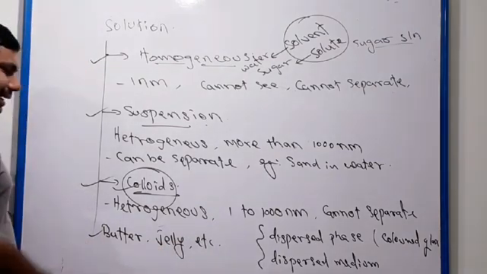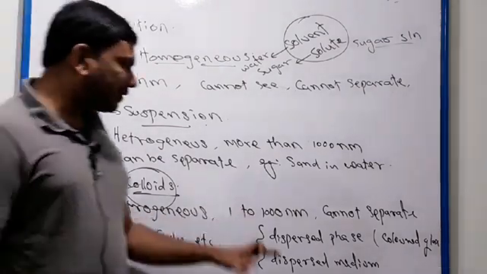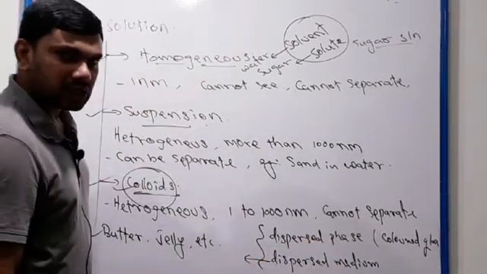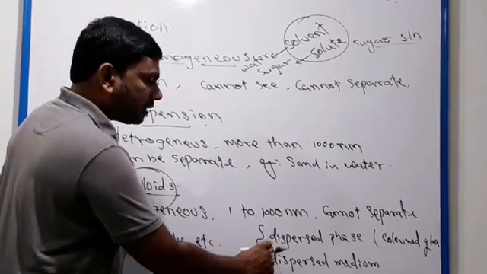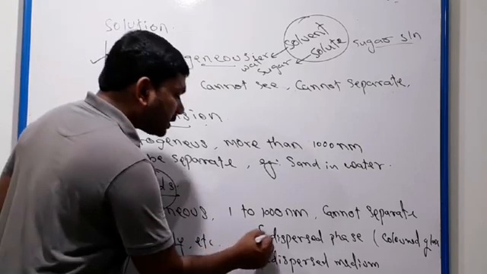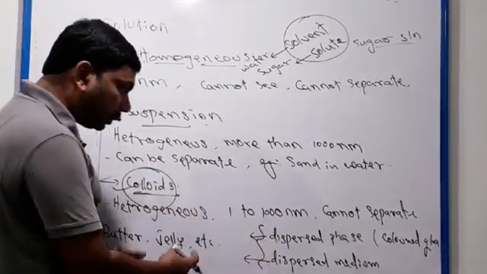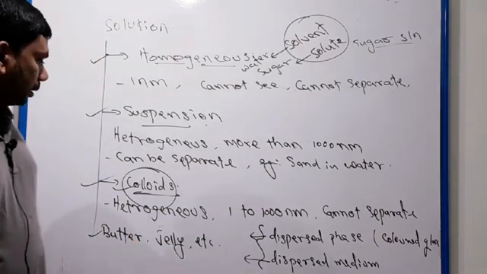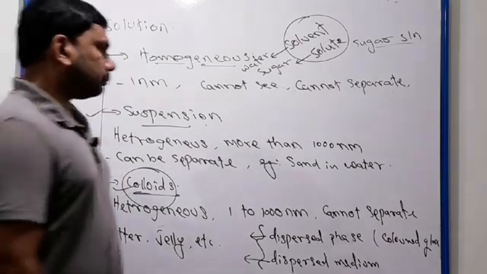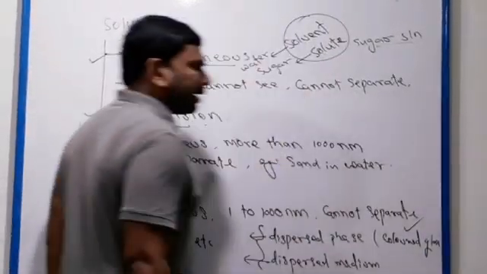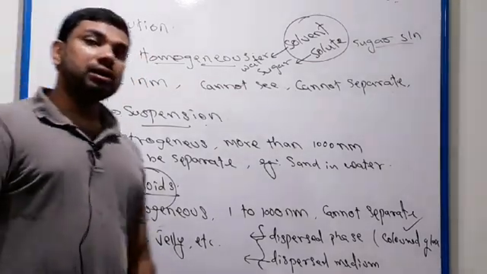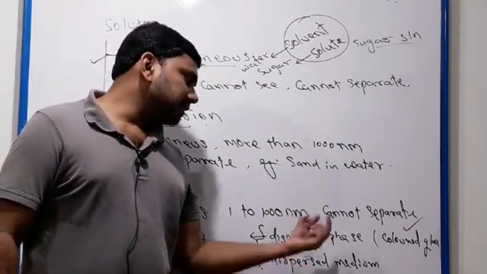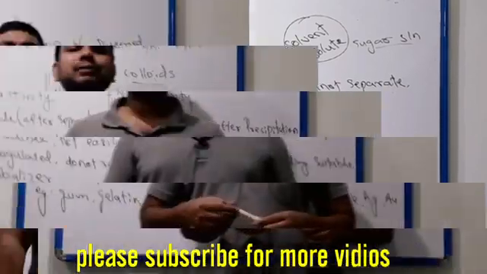Similarly, in a colloid there is a dispersed phase and a dispersed medium. The dispersed medium is like the solvent, and the dispersed phase is like the solute. Colored glass is one example of a colloid. In colored glass, the dispersed phase and dispersed medium are both in the solid state.